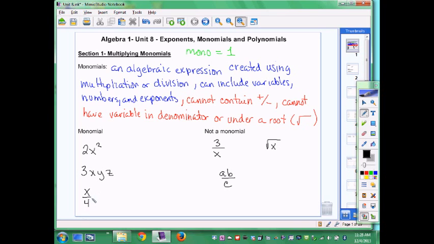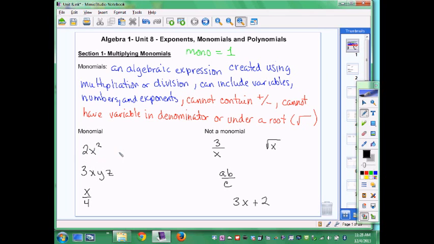And the reason the variable can't be on the bottom is because then when you're solving it, you multiply both sides by the variable and you end up with different things. So, no variables in the denominator, no variables under square root, no addition or subtraction. It has to be a single clump.